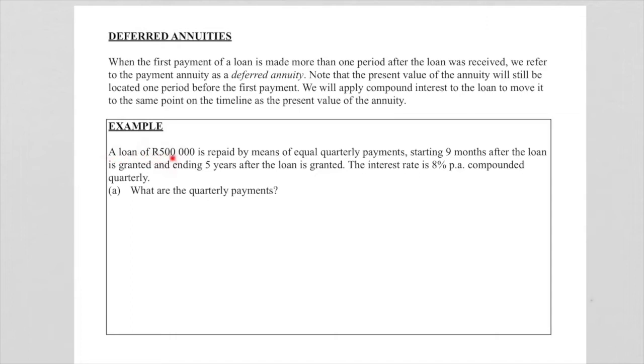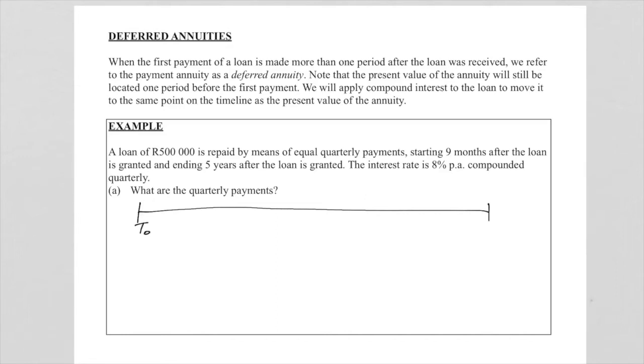A loan of 500,000 is repaid by means of equal quarterly payments, starting 9 months after the loan is granted and ending 5 years after the loan is granted. The interest rate is 8% per annum, compounded quarterly. And then the first question, what are the quarterly payments?